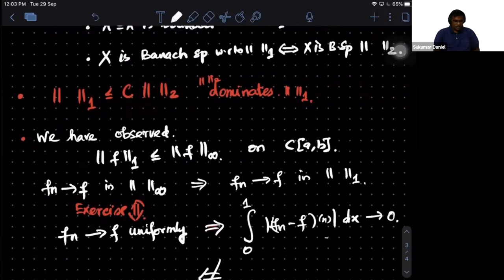Same thing you can deduce for the sequence space with the one norm and the infinity norm. If a sequence converges in the sup norm, it will converge in the one norm, but not the other way around. You can make these conclusions. Okay, more things you can see later. So check all this, whatever exercise is left out, and I'll stop at this stage.